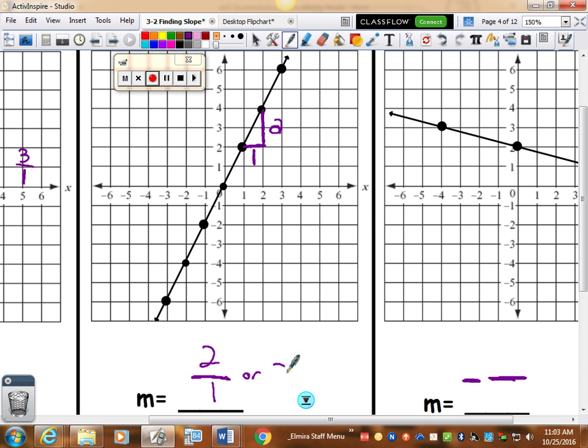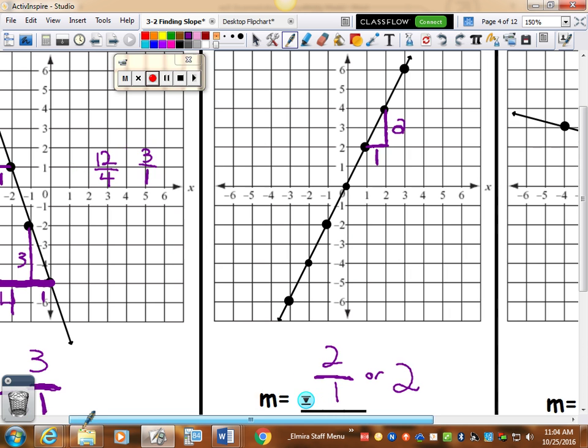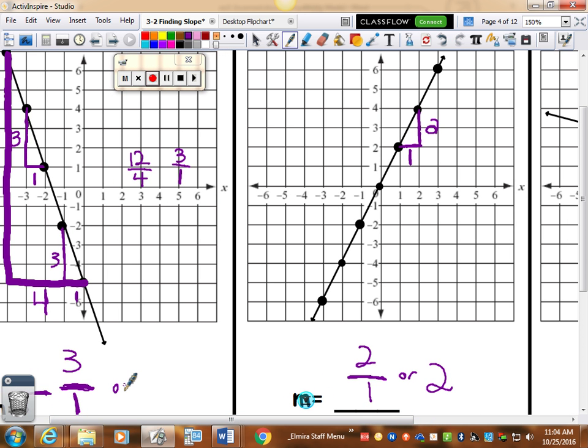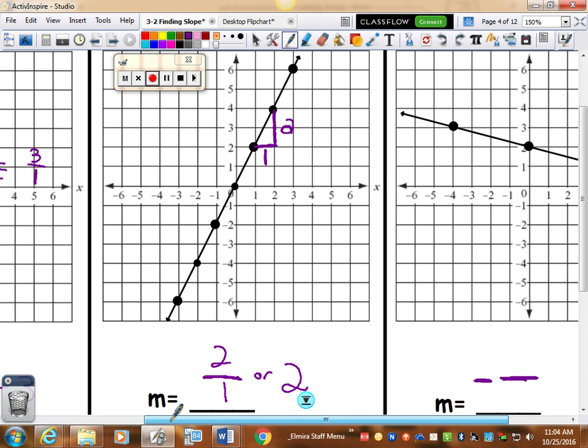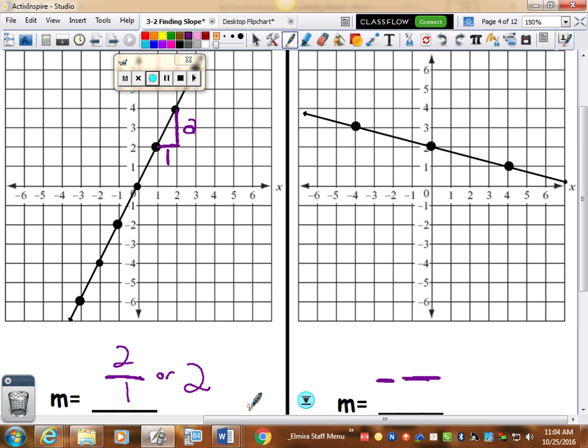I could also use the whole number answer of 2. Just like on this one, the answer was -3 over 1. I could have said -3. I could have just left it as a whole number. Okay, there will be times when the whole number is useful, and there will be times when the fraction is useful.